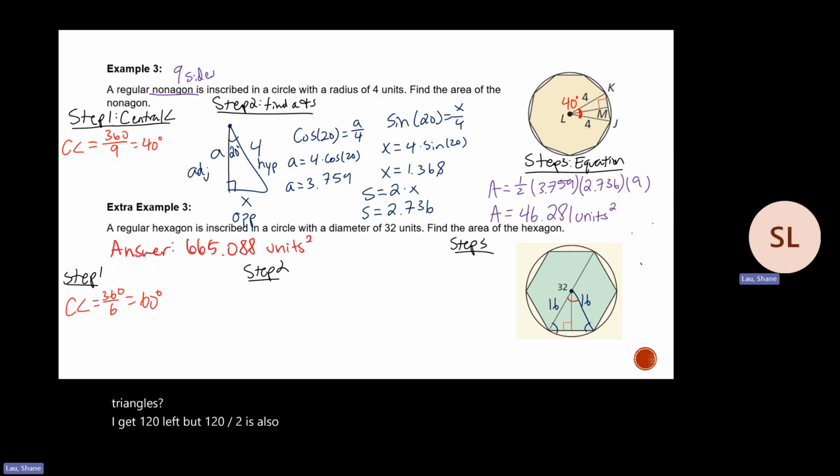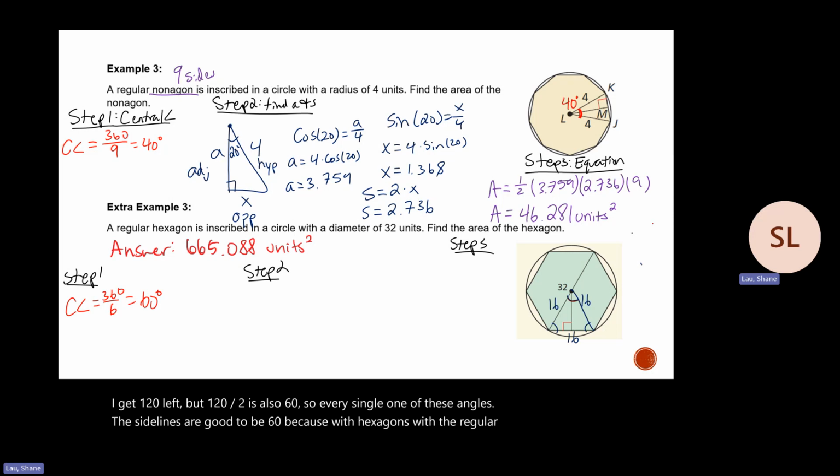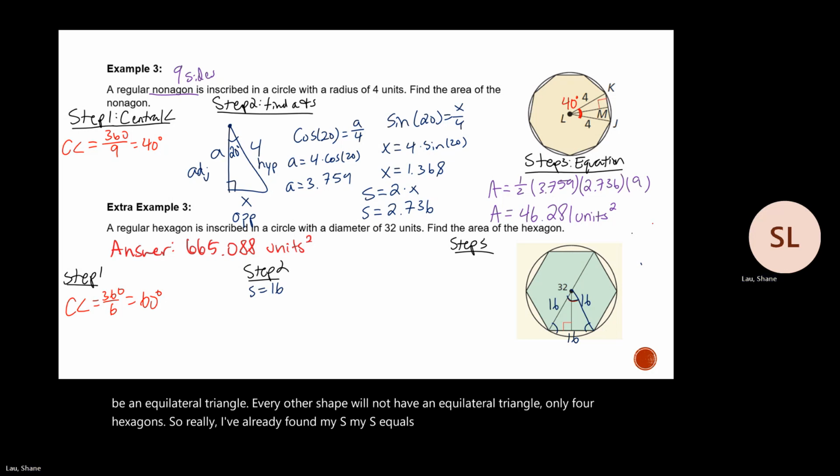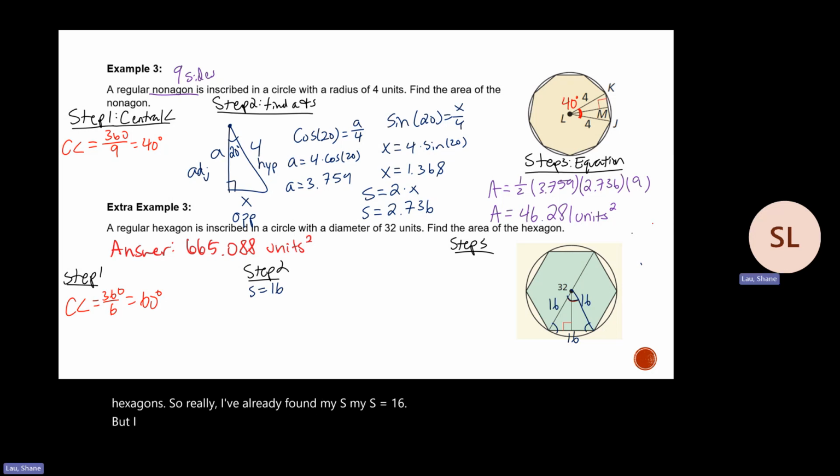So every single one of these angles is going to be 60, and the side lengths too, because with a regular hexagon, it's going to be an equilateral triangle. Every other shape will not have an equilateral triangle, only hexagons. So really, I've already found my S. My S equals 16. But I still need to find that A, and I need to draw that picture.